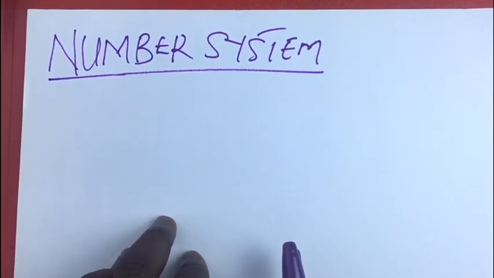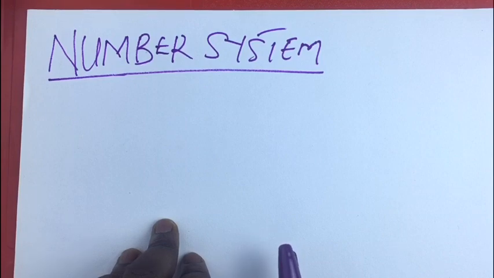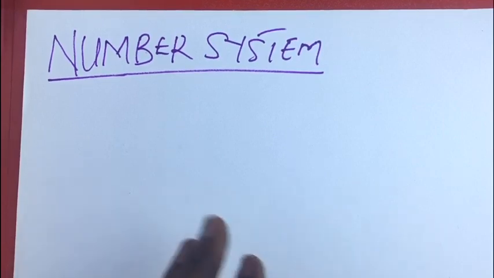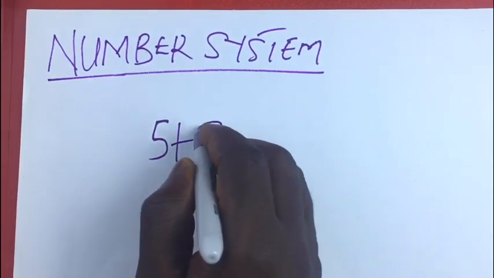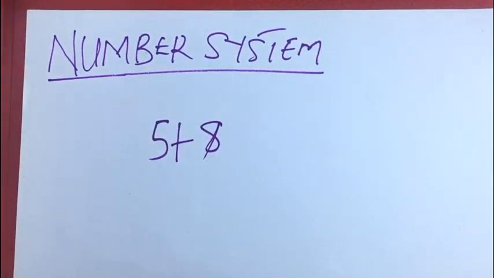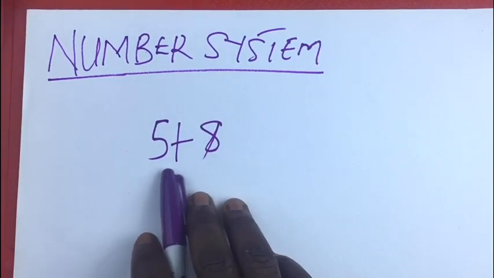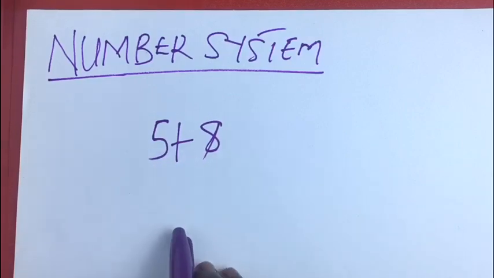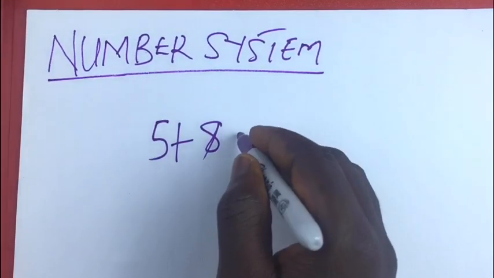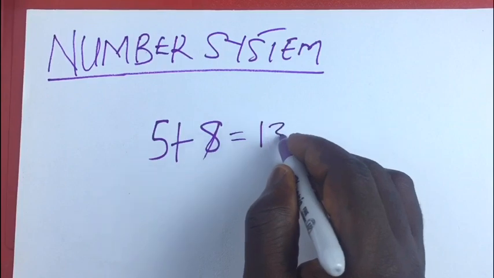Okay, so majorly when you were in the lower levels in school, say primary school, junior secondary, most times they don't bother you with the activities you carry on. Say for example, if I have 5 plus 8, they only told you that whenever you add up 5 plus 8, this should give us around what? It should give us around 13.